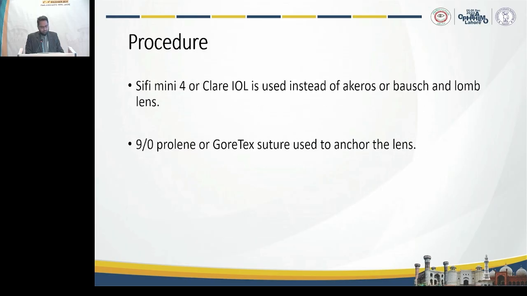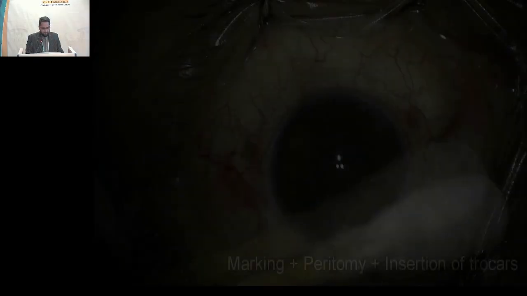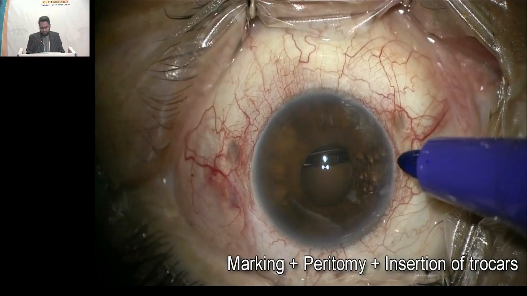I am going to do this procedure with a CF4 or a Clarus 4 haptic IOL, but internationally it is being used with the Bausch + Lomb Acrios, which is not available in Pakistan right now. 9-0 Prolene or a Gore-Tex suture can be used to anchor the lens. 9-0 Prolene, as you all know, has a propensity to lyse and can later on cause IOL subluxation. So Gore-Tex is a little bit better because it is biocompatible and used in vascular surgery, and it is non-absorbable. So this is the video.